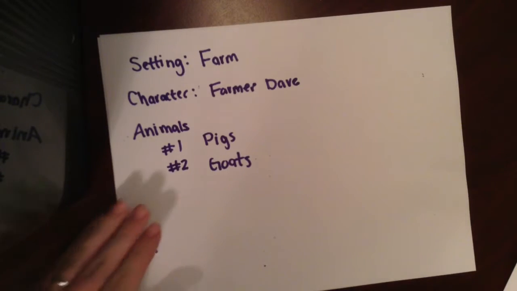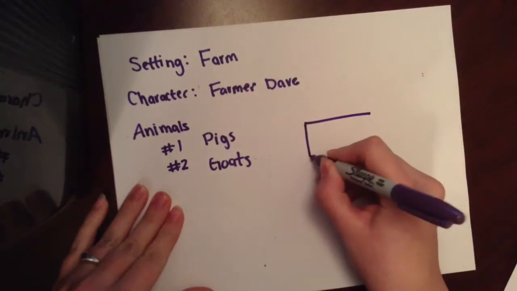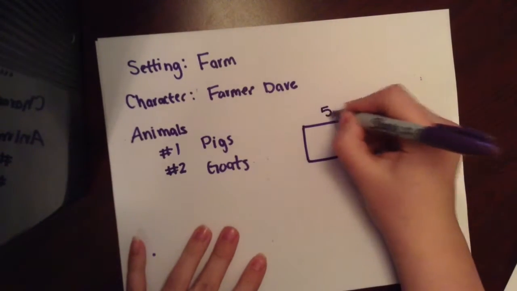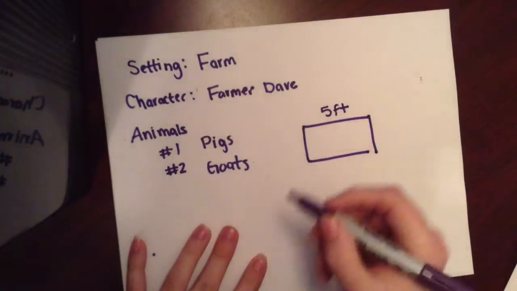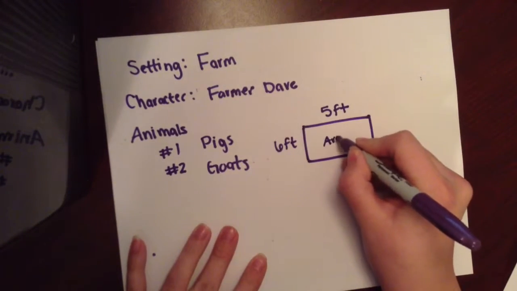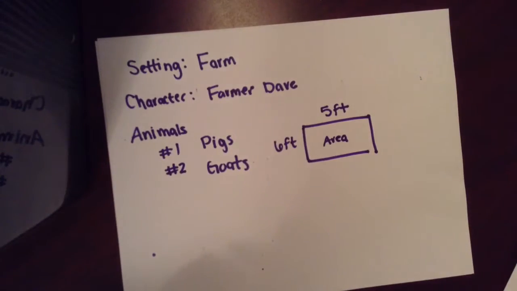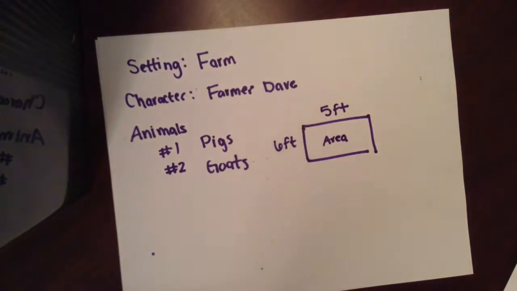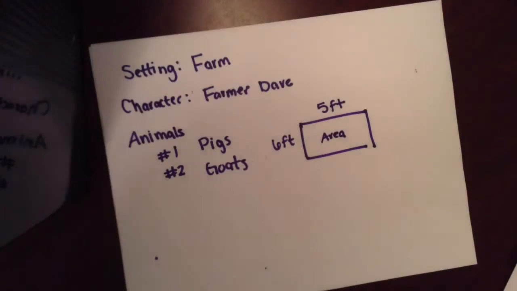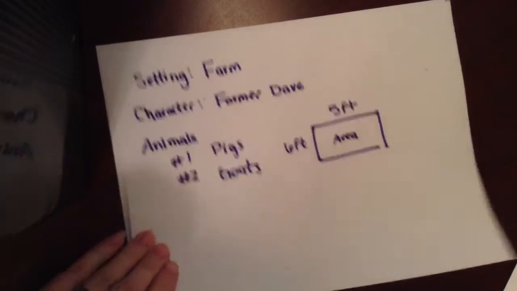Farmer Dave's pig pen is 5 feet in length and 6 feet in width. How do we find the area of the pig pen to see how many piglets will fit inside the pen? So, this is our introductory problem. And today we are going to teach the students how to perform area measurements. So, first we need to review some concepts.